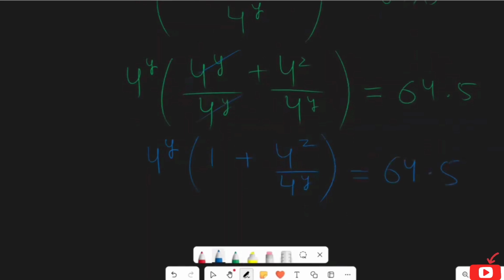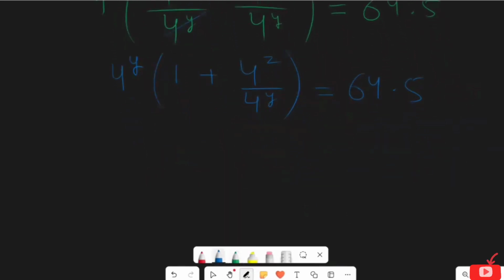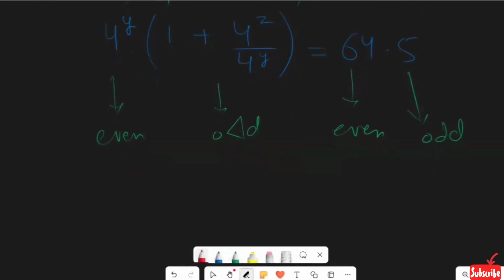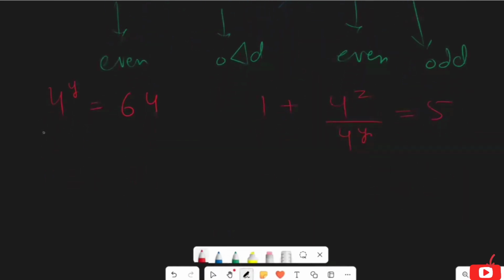Now, same as before, I am going to arrange the even with the even and the odd with the odd. So this equation turns to 4^y is equal to 64, and 1 + 4^z over 4^y is equal to 5. First, I am going to solve for y.